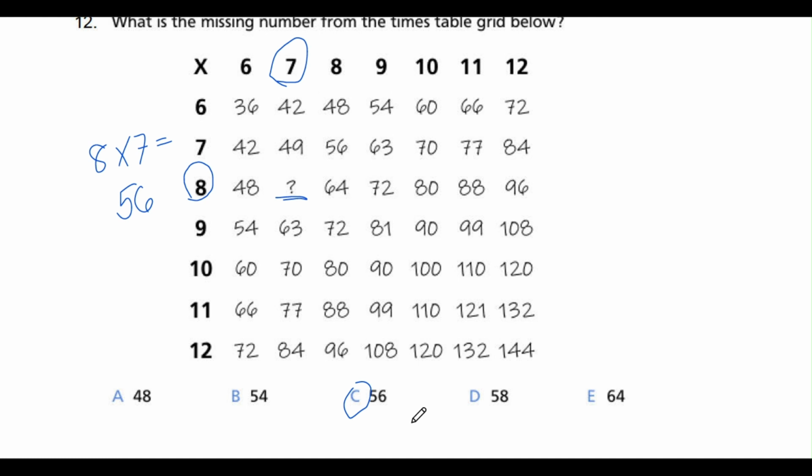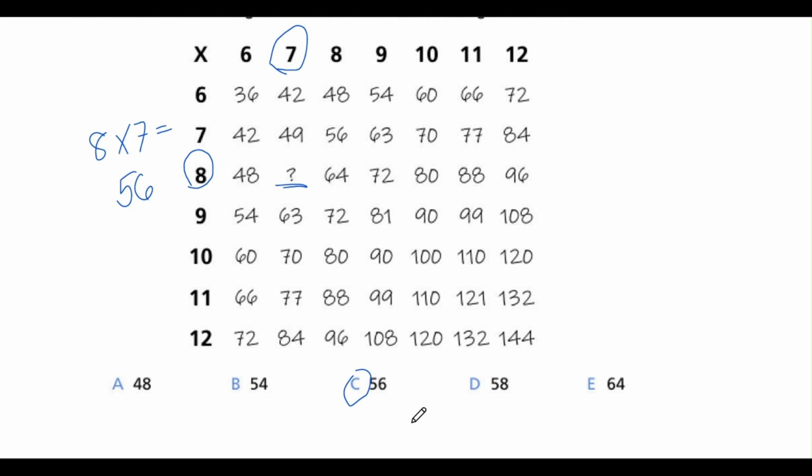Detailed explanation. The grid is a standard multiplication times table grid. To find the missing number, locate its row and column. It is in the row that begins with 8 and the column that begins with 7. Therefore, the missing number is the result of 8 times 7. 8 times 7 equals 56.